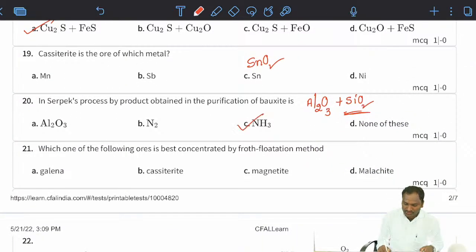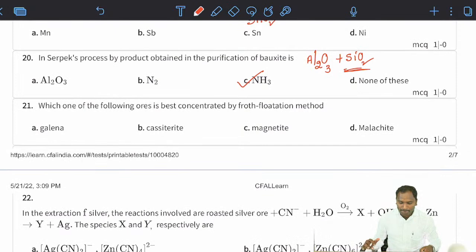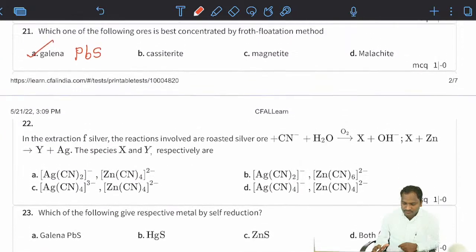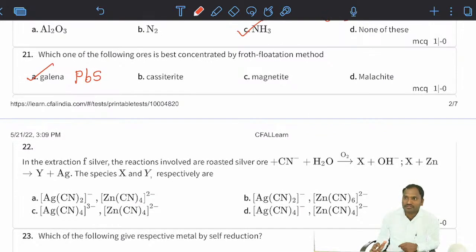So option is NH3. Almost similar model. Which one of the following ore is best concentrated by flotation method? Galena, since formula is PbS, lead sulfide. KCET right, already I told you. Magnetite is an iron oxide ore. Malachite is a copper ore, basic copper carbonate. So A is the correct answer.